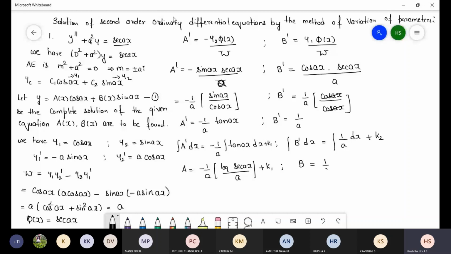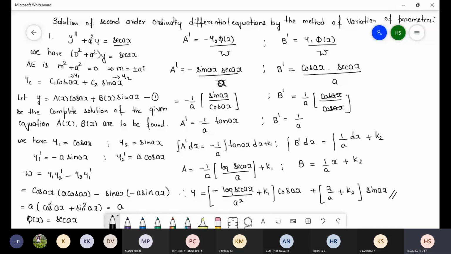Therefore, substitute in the equation 1. Y is equal to minus log of secant AX divided by A square plus K1 whole into cos AX plus X by A plus K2 whole into sin AX. This is the procedure of the variation of parameters.